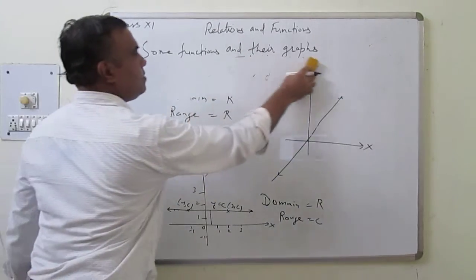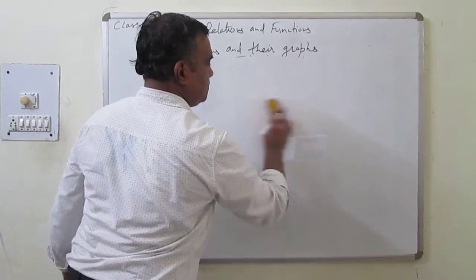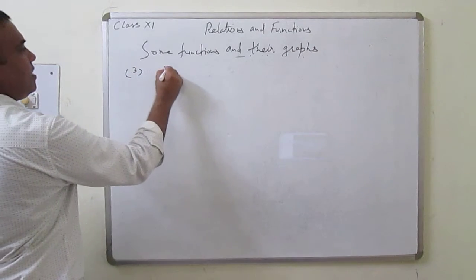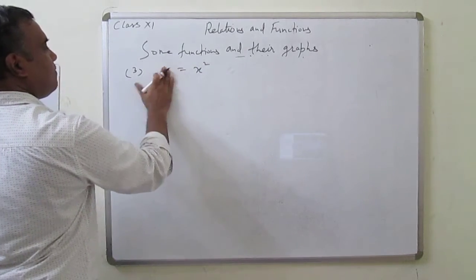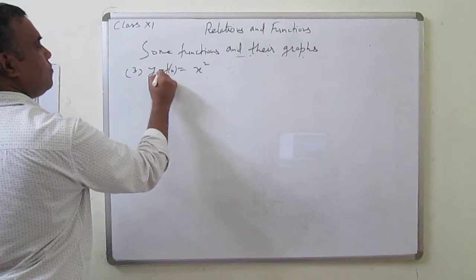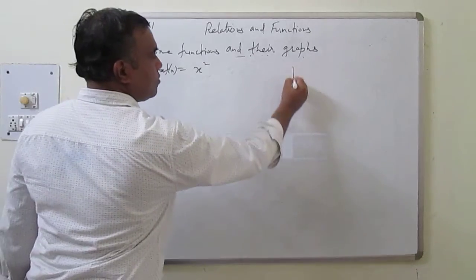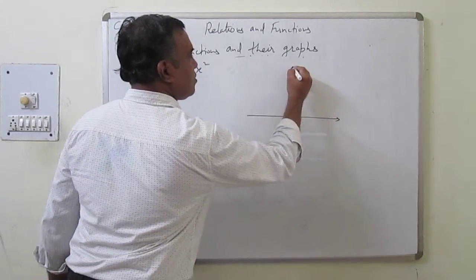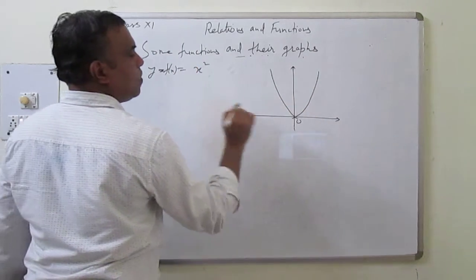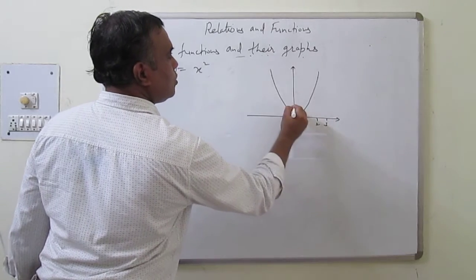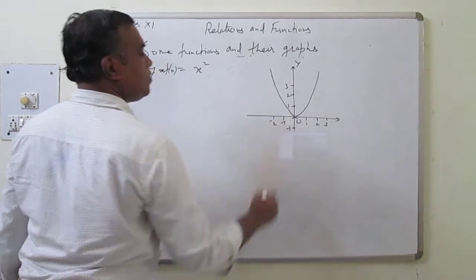Now I will take the graph of y is equal to x square. Now third, if I take a graph of y is equal to x square, that is y is equal to f(x) is equal to x square. If we plot y and x, we will get this curve. This is the origin, this is 1, this is 2, this is 3, 1, 2, 3, minus 1, minus 2.